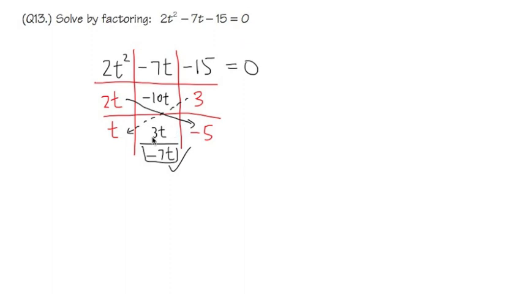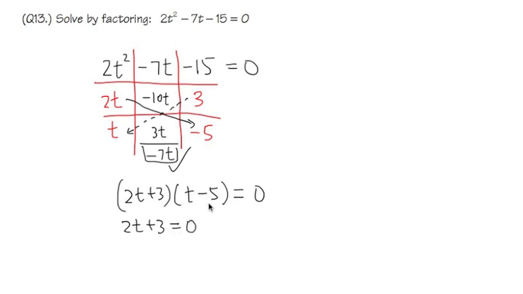And then when you want to write down your factors, you have to read the box across. It's going to be factored as (2t plus 3), parentheses, and then the second factor is (t minus 5), and that's equal to 0. This is an equation. You have to solve this all the way. What you do is set the first parentheses, 2t plus 3, equal to 0, and the second one, t minus 5, you also set equal to 0. We are going to solve these 2 equations individually.